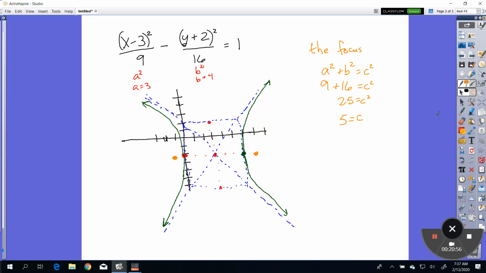Or did I count that wrong? Hold on, that's 4. So 1, 2, 3, 4, 5. So that distance from the middle to that focus is 5. That distance is also 5.